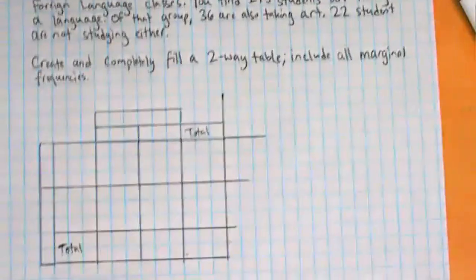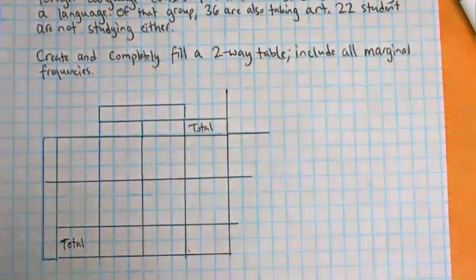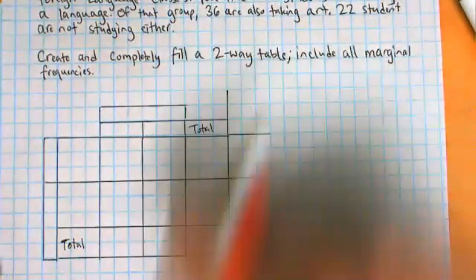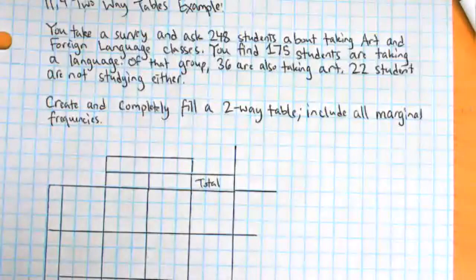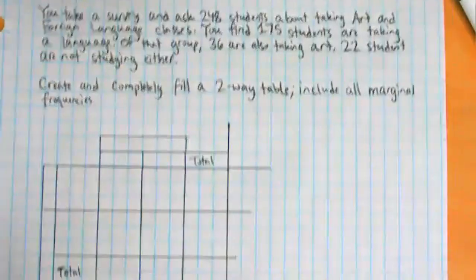So as you can see here, I have already constructed the two-way table. Not quite perfectly, obviously. I sort of wish I'd done it in pencil, but this can be a lesson to you, use pencil. But the first thing we need to do is figure out what the labels of each side of this are. If we look at our prompt again, it's talking about taking art and foreign language classes and whether or not the students are taking them. So my labels are going to be foreign language and art respectively.